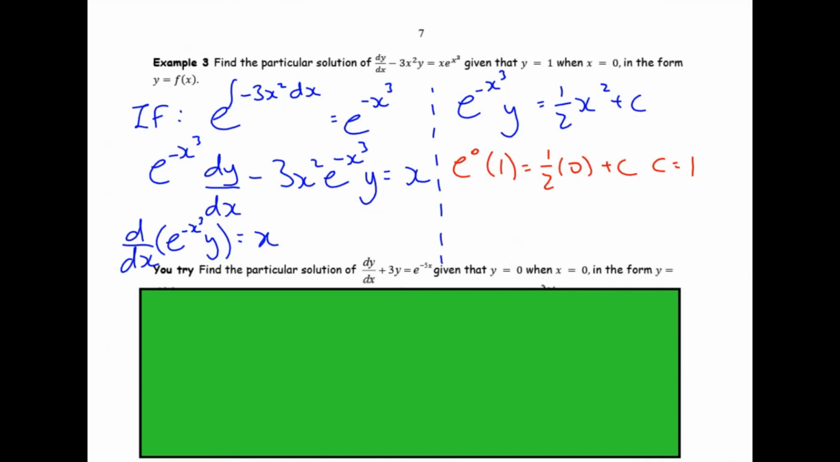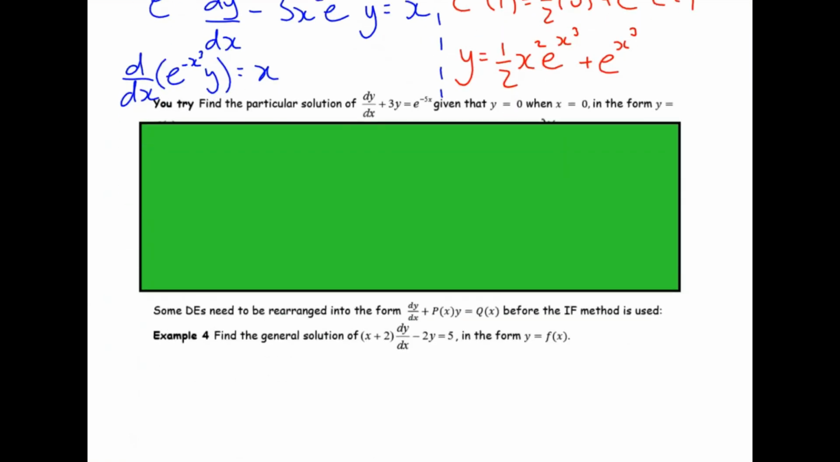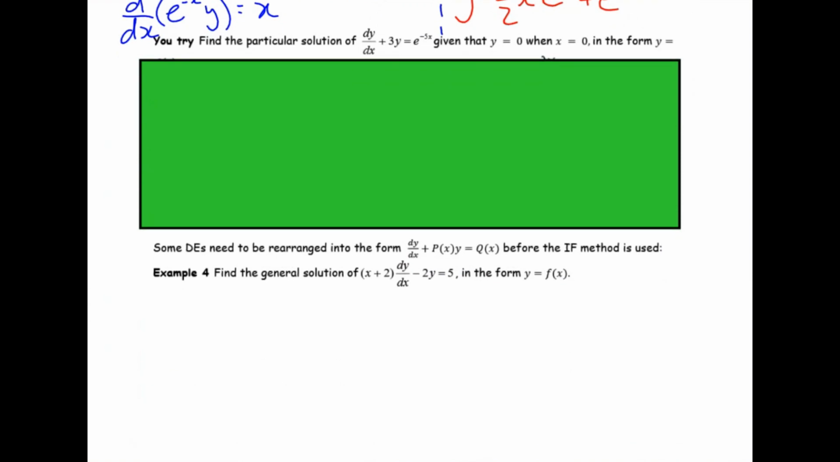And finally, if I times through by e to the x cubed, I can get y equals half x squared e to the x cubed. And then c times e to the x cubed just gives me e to the x cubed. So you could have the e to the x cubed factorized. Again, pause the video and work through this U try.